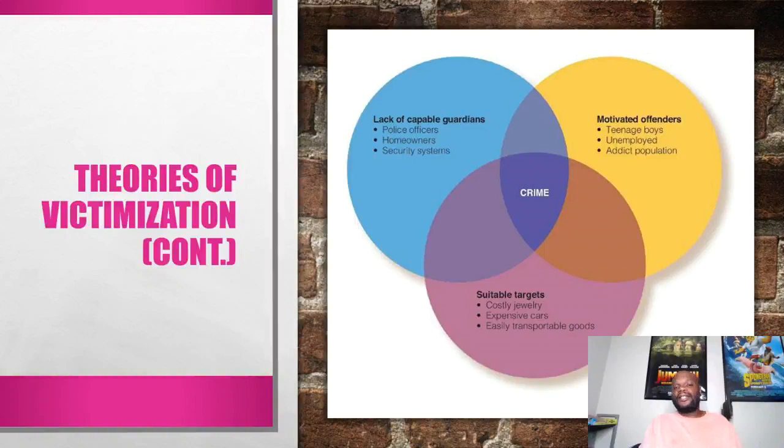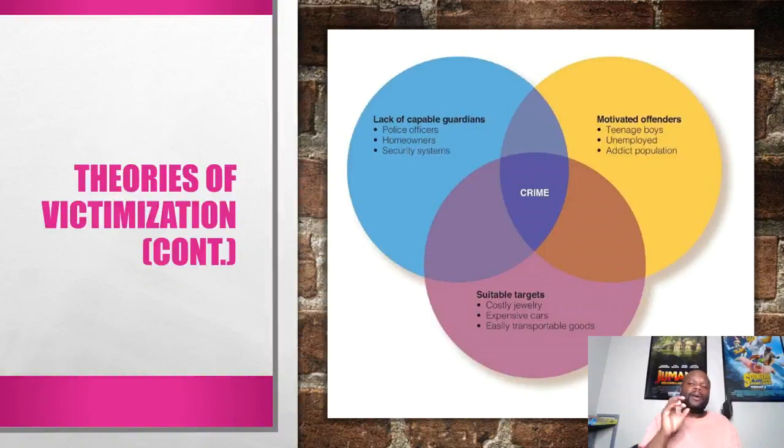With capable guardians, yes, you're not always going to be home 24/7. Unless you live as a recluse, you're not going to be home 24/7. But what you can do is have an alarm system, you can have security cameras, you can even potentially have private security as well, depending on your socioeconomic status, right?